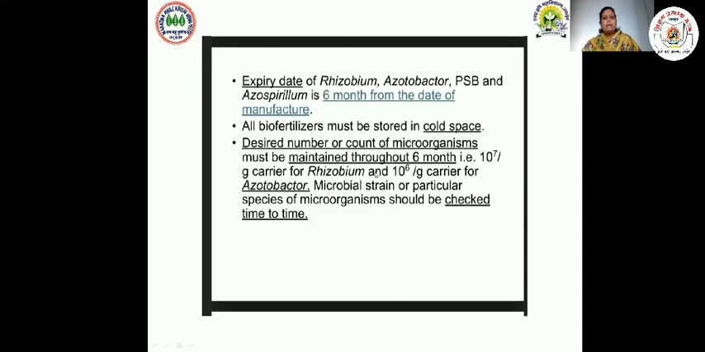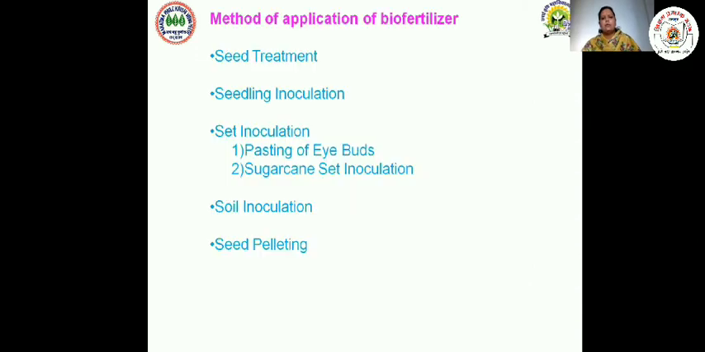Expiry date of Rhizobium, Azotobacter, PSB, Azospirillum is 6 months from the date of manufacture. All the biofertilizers must be stored in the cold space. The desired number or count of microorganisms must be maintained throughout the 6 months: 10^7 per gram of carrier of Rhizobium and 10^6 per gram carrier for the Azotobacter. The microbial strain or particular species of microorganism should be checked time to time.